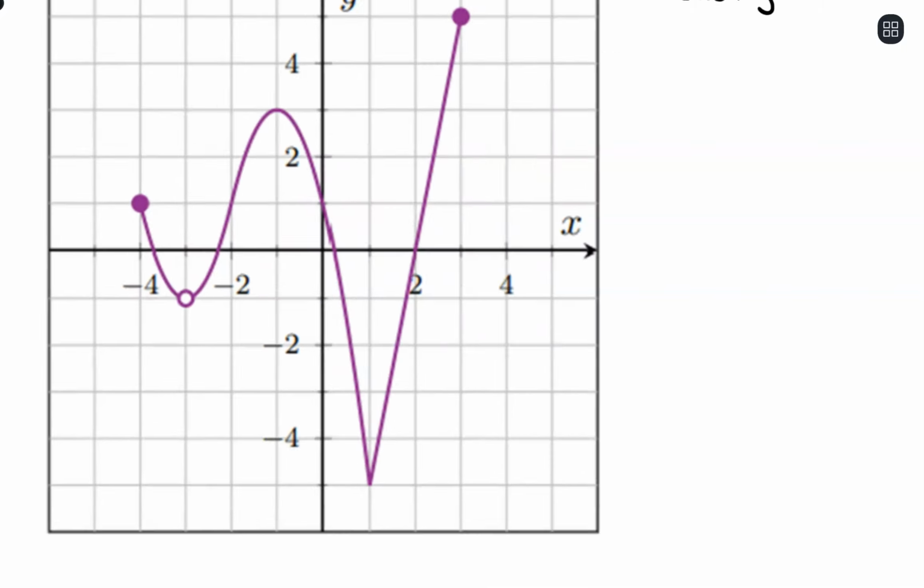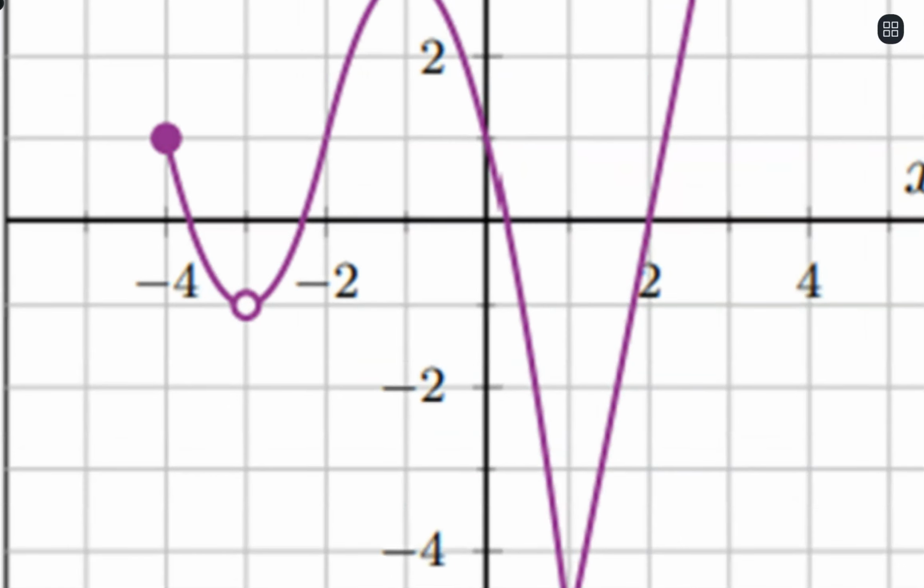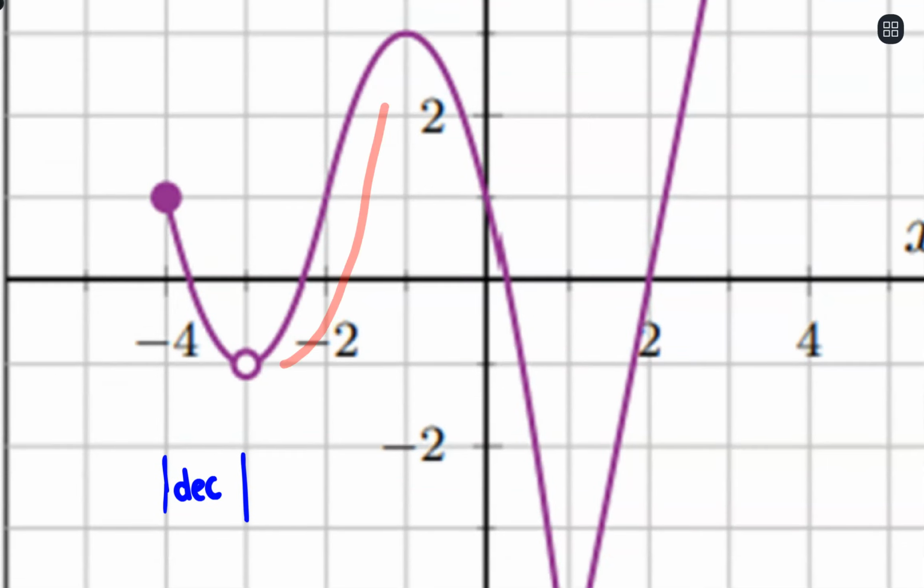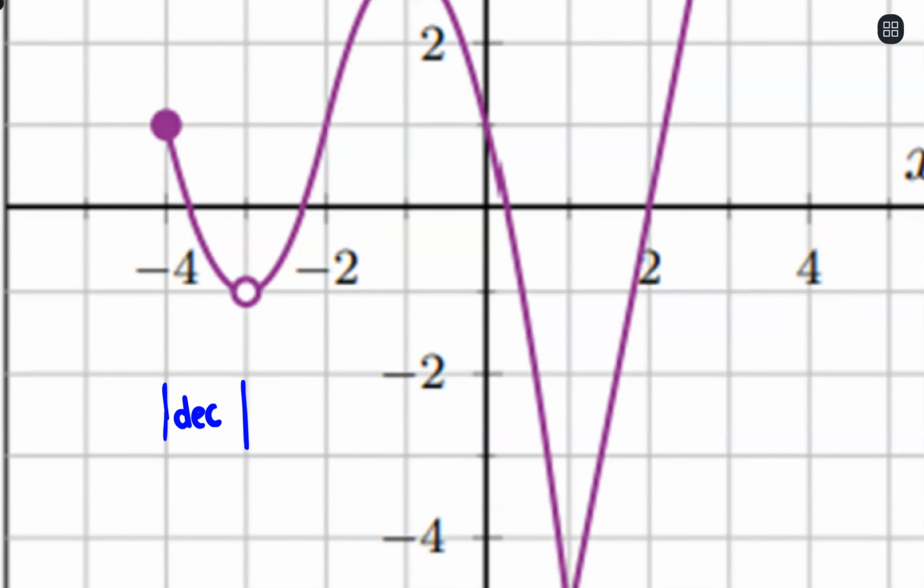So let's go through our graph reading left to right, starting at this -4, 1. Then our function goes down. So in here we are decreasing. That's just between -4 and -3. And then our function's increasing up to that -1, 3. So then we have this section that is increasing.